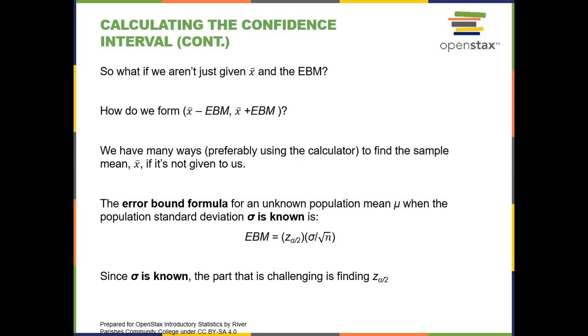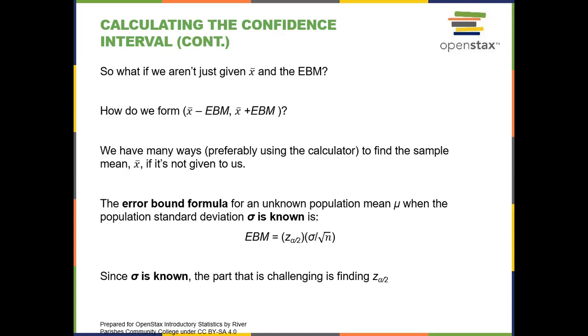So what if we aren't given X bar and the error bound for the mean? How do we find the lower boundary, which is X bar, the sample mean, minus the error bound for the mean, and X bar plus the error bound for the mean, which is the upper boundary of the confidence interval? We have many ways, preferably using the calculator, to find the sample mean X bar if it's not given to us.